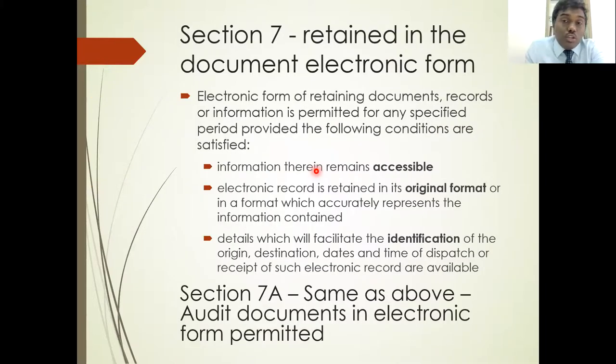Section 7 talks about documentation in electronic form. They say if any law says that you need to have the documents in physical form, if you have them in electronic form, it is okay, as long as it is accessible and the original form is retained as much as possible. Say you saved it in 2003 Microsoft Word; today we are talking about Office 365 or Windows 2010, whatever. It should be compatible. That's all they're saying.